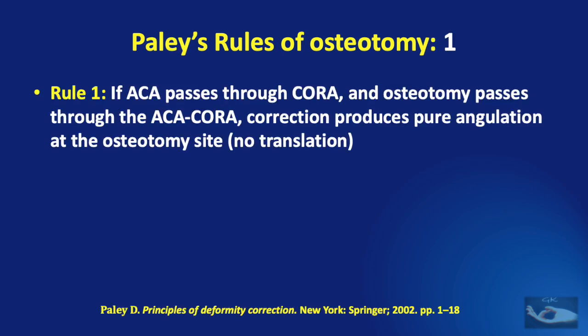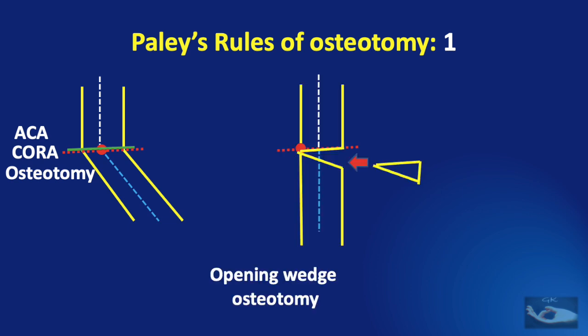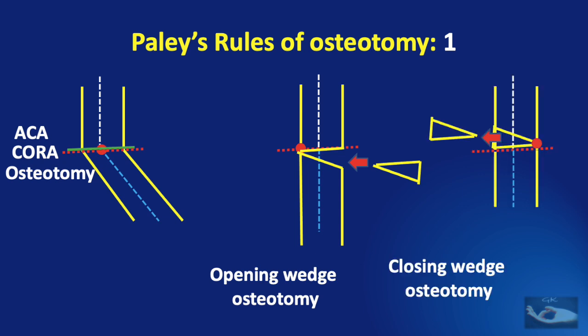The first rule states that if the ACA passes through the CORA and the osteotomy also passes through the same line, correction produces pure angulation at the osteotomy site. There is no translation of the bone. In this representation, the ACA, CORA and osteotomy are all at the same plane. In such a situation, whether we do an opening wedge osteotomy and incorporate a wedge-shaped bone graft or a closing wedge osteotomy where we remove a wedge-shaped bone, it is only the angulation that is corrected and there is no translation of the bones.